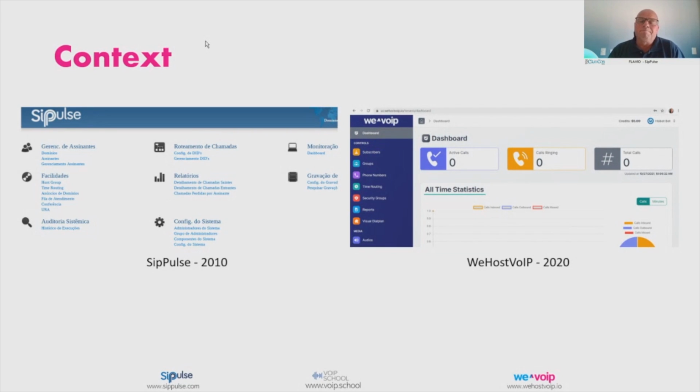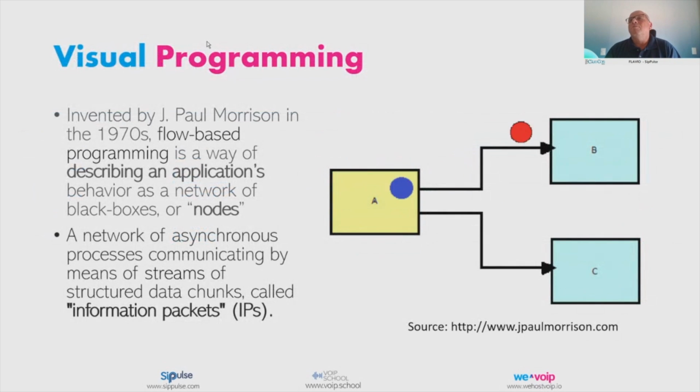So the context. We have built our first cloud PBX in 2010 at SIPPOS, and we were building a new one. And one of the things that we wanted was to have a visual tool for the incoming calls for the dial plan. And then we started to study several options. And one of them was NodeRed.